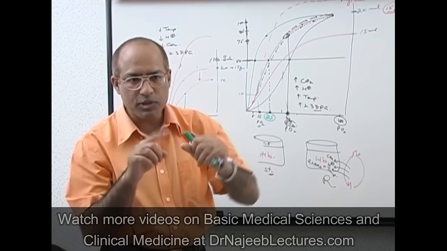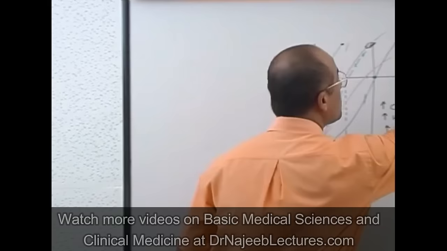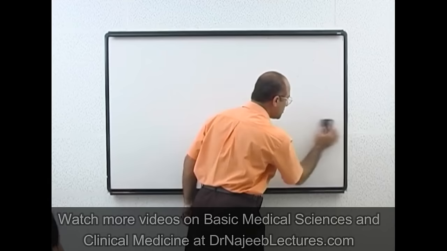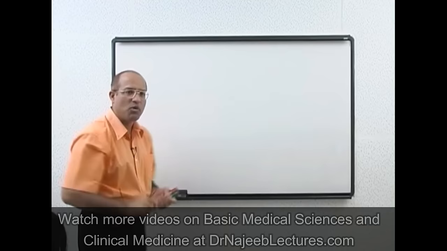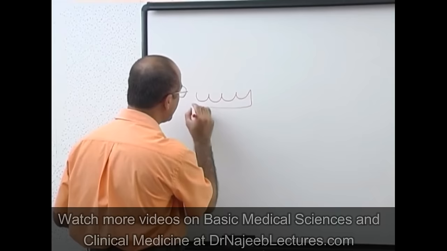Is that right? Okay, let's come back to what we were talking about: what happens in carbon monoxide poisoning. One thing you have to remember, carbon monoxide has 250 times more affinity to bind with hemoglobin as compared to oxygen. So it means carbon monoxide is very, very sticky to hemoglobin. Is that right? Now what happens? Let's suppose these are the four pockets.